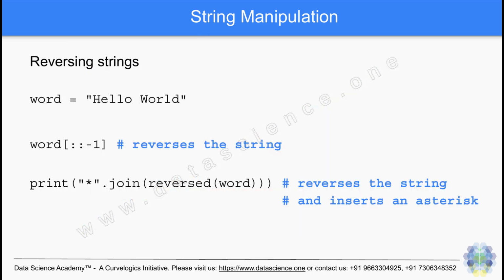When there is a need to reverse strings, Python has a couple of nifty tricks to do that. We can use the syntax, word of, ::, -1, within square brackets. This reverses the string. Combining this with the join function, and specifying a delimiter, in this case, an asterisk, will result in an interesting output.